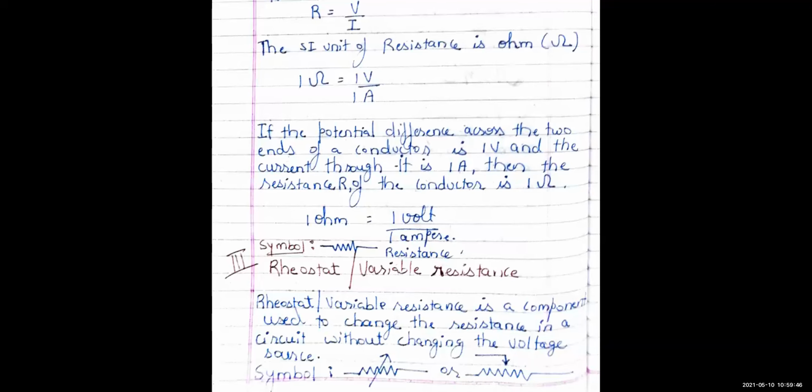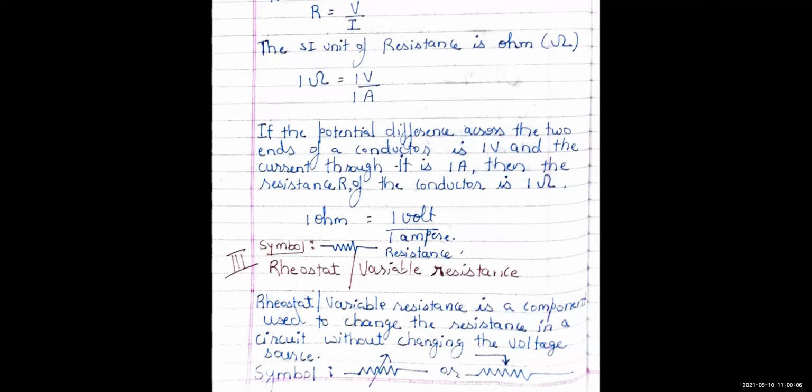Okay, children, just now we saw the picture of a rheostat or a variable resistance. Now, let's see what a variable resistance or rheostat is. It is a device which is used to change the resistance of the circuit, right? But without changing the voltage source, without changing the voltage.